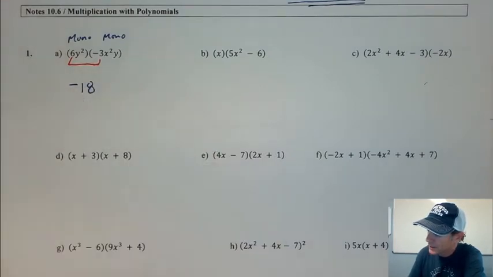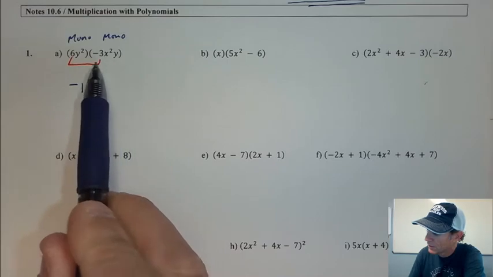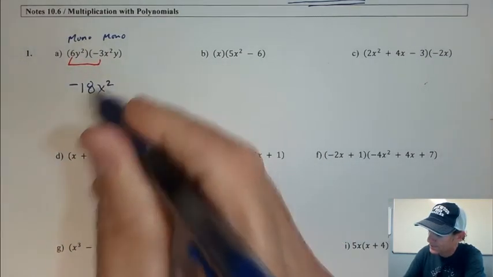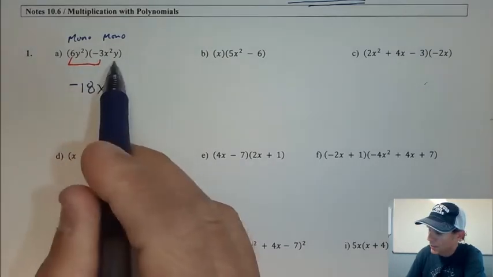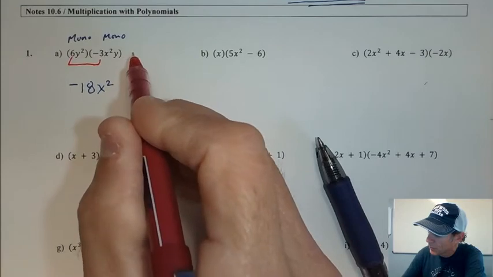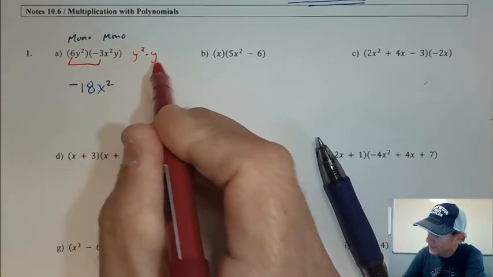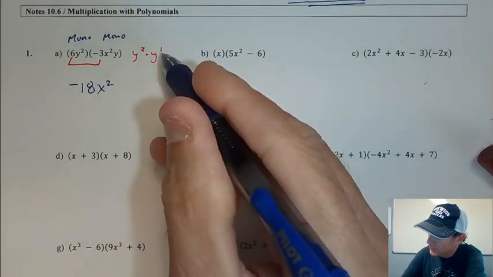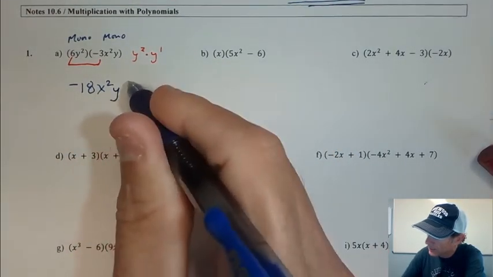And then I'm just going to take care of the variables. Well, I don't have any other x's, so I'm just going to transfer my x squared down. And then when I multiply my y's together, we have to remember the rule. If we have y squared times y, we just add those exponents, and this is y to the first, so I end up getting y to the third.